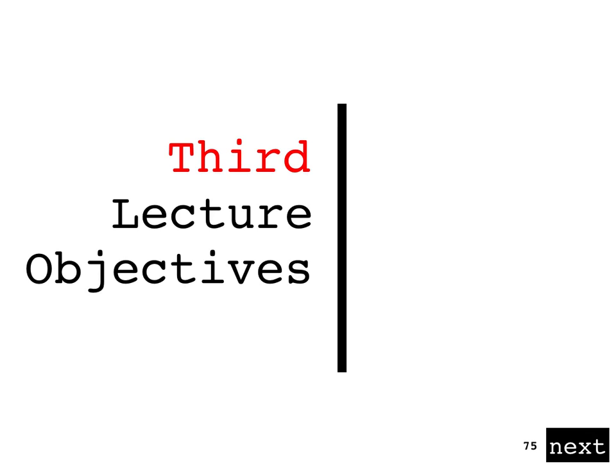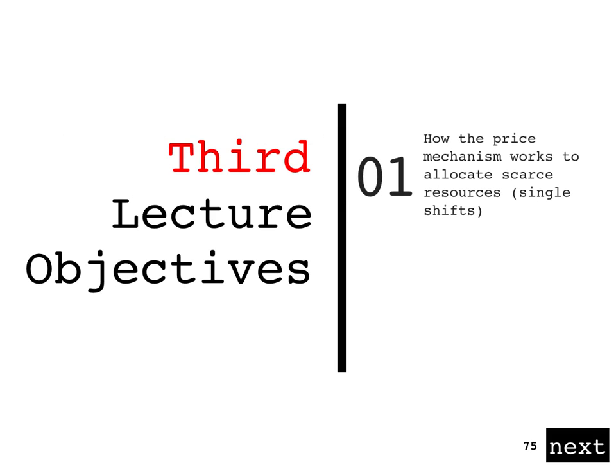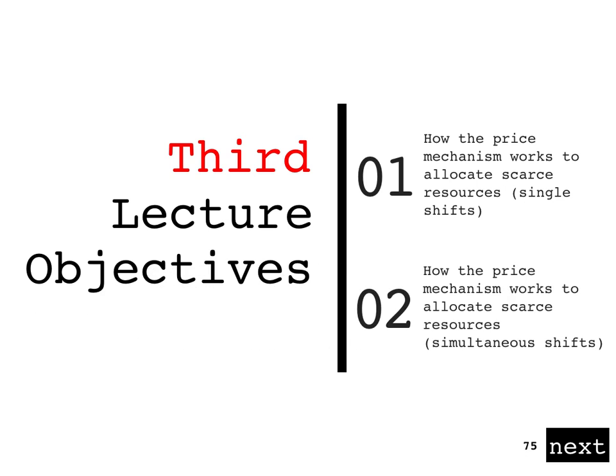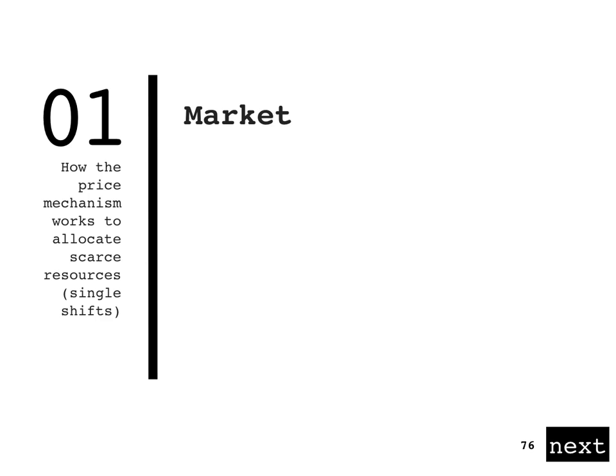Welcome to the self-directed learning module on simultaneous shifts. In this lecture, we will talk about how the price mechanism works to allocate scarce resources in terms of single shifts. Here, single shifts refer to either the demand curve shifting or the supply curve shifting. We'll also look at the cases of simultaneous shifts, meaning both demand and supply shifting at the same time.